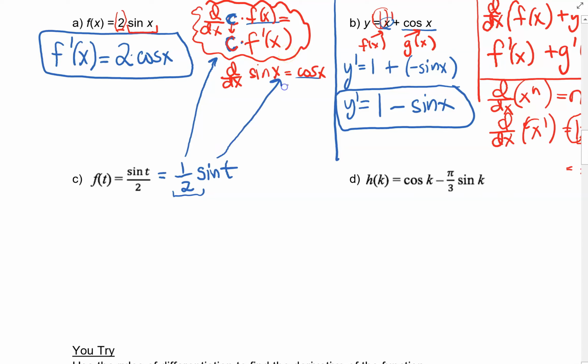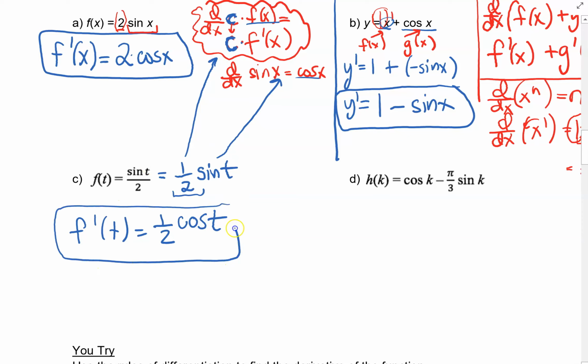Again, we're going to use this fact too. Derivative of sine is cosine. So in this case, we're going to call it f prime of t, and it's just going to equal the constant times the derivative of sine, which is cosine. But we're going to say cosine of t just to stay consistent with the variables used here.